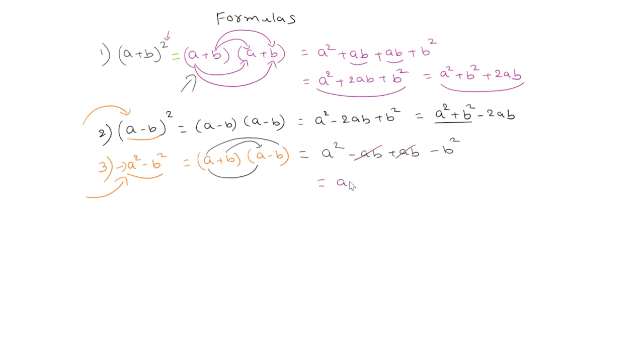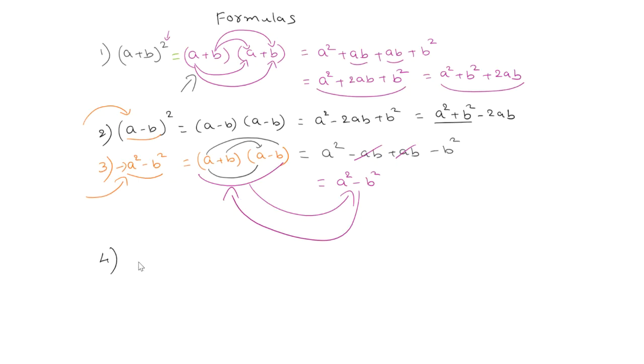So the final output is a square minus b square. So it's your proof. Finally, the multiplication of this gives a square minus b square. Whenever you see a square minus b square, you are supposed to recall this identity, a plus b into a minus b, and vice versa. If this is given, you say a square minus b square. If this is given, then you say a plus b into a minus b. Like this, in both directions, you are supposed to remember all these formulas.